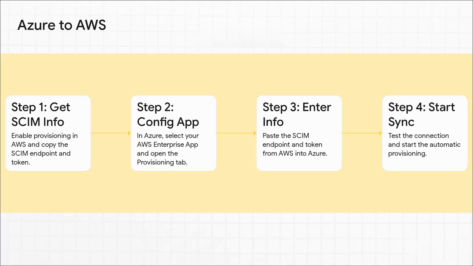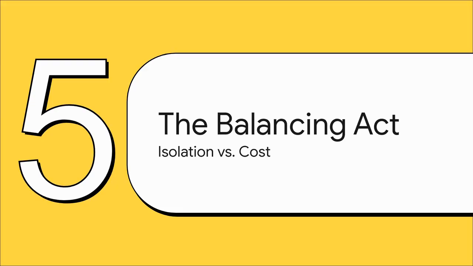Then you hop over to Azure, find your enterprise app for AWS, and you just plug that URL and token right in. You test the connection, and boom. From that moment on, any user you add to that app in Azure automatically gets an account in AWS. And if you remove them from Azure, their AWS access is gone, instantly. It's a beautiful automation.